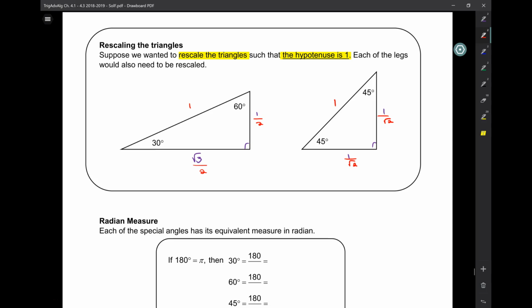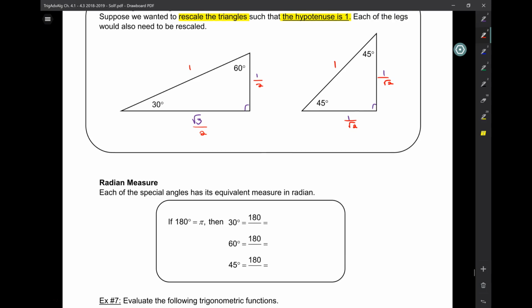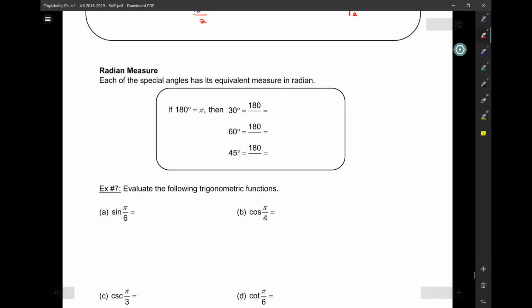Why do I care? Remember how we kept doing opposite over hypotenuse, adjacent over hypotenuse? If the hypotenuse is 1, and you do opposite over hypotenuse, it'll just be that over 1, so just that. So now I don't have to do this opposite over hypotenuse business anymore. How tedious was that? Okay, so let's leave that there for a minute and go to radians.